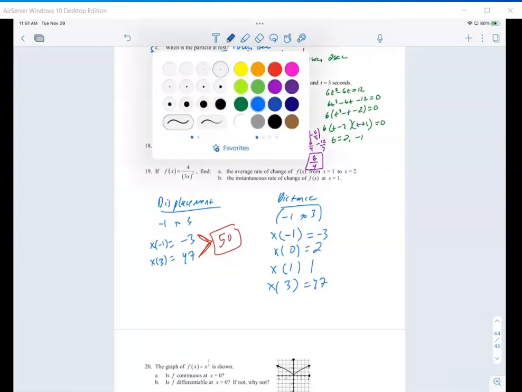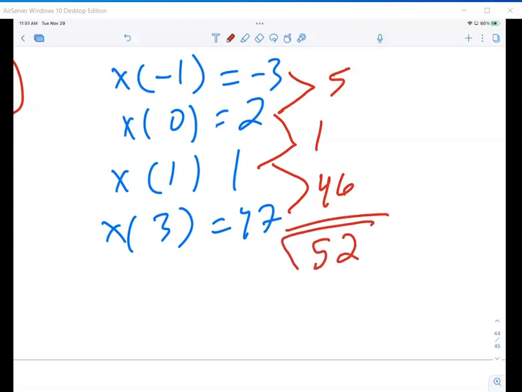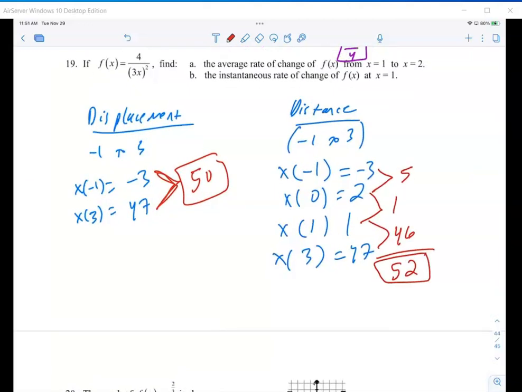Okay, let's find out how far away each of these are. That's a distance of 5, because it's from a negative 3 to a positive 2. That's a distance of 1. That's a distance of 46. So it's a total distance of 52 units, or whatever. Okay? So you can tell it's a little bit different than the displacement.